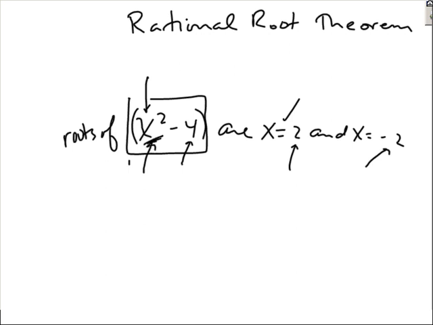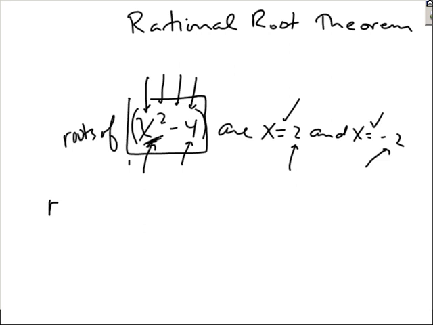Whenever I see x, I put negative 2. Negative 2 squared is 4. Take away 4, 4 take away 4 is 0. So those are the roots. Now, what are rational roots? Well, those are roots that are rational numbers.